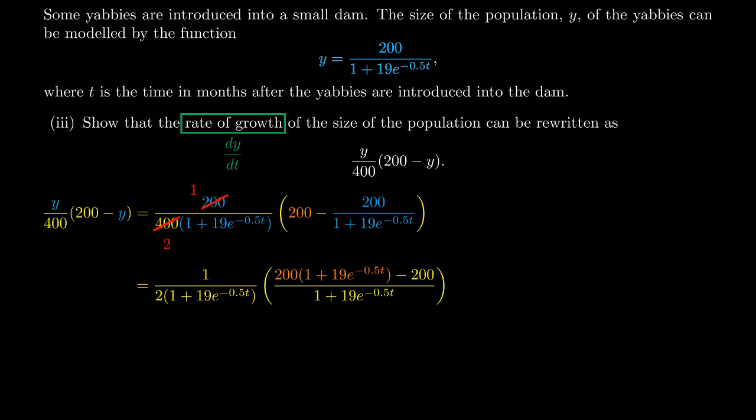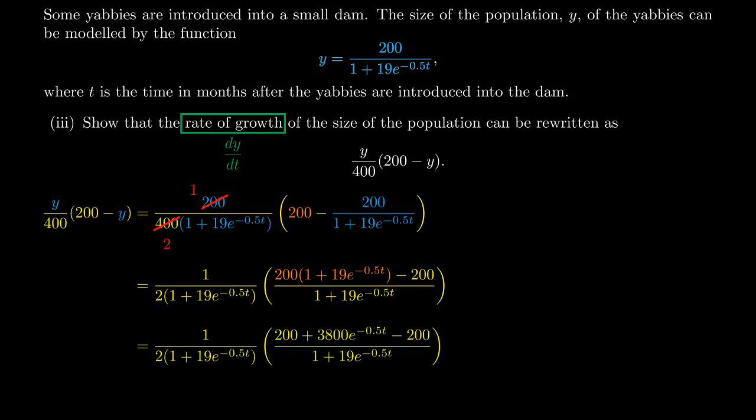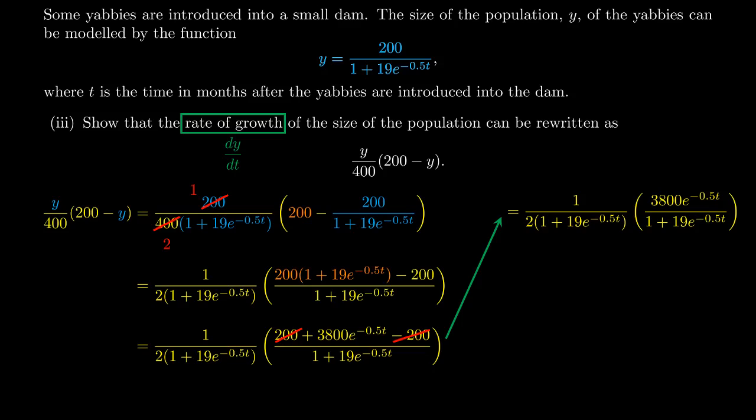Now the biggest thing with these is don't freak out at the mess, just work through it. We now expand that bracket that I've got in orange there, and we get this thing here. One more thing we can simplify, the 200s can cancel, and that leaves us with this. Now we can just multiply those two fractions together. Notice that 3,800 divided by 2 is 1,900, and so we simply get this. But now if we look back at part 1, that was the derivative, and so we're done.